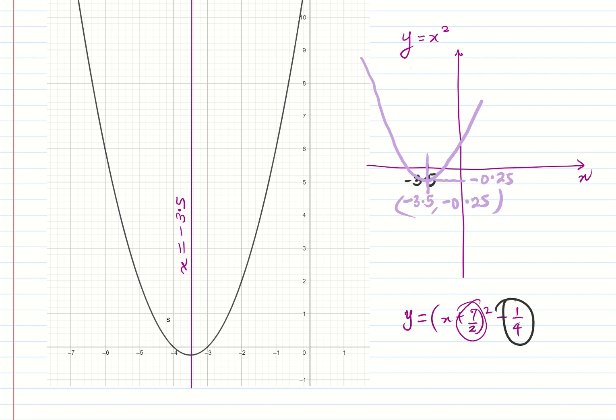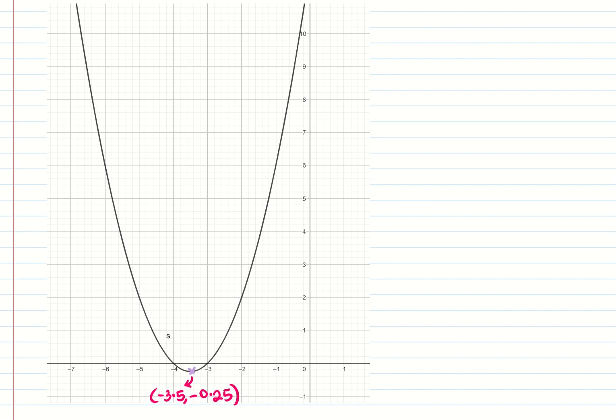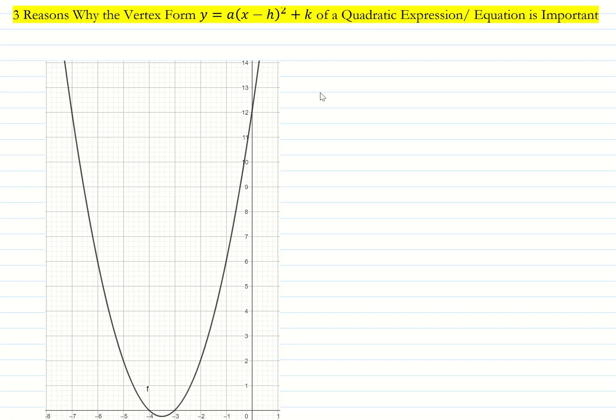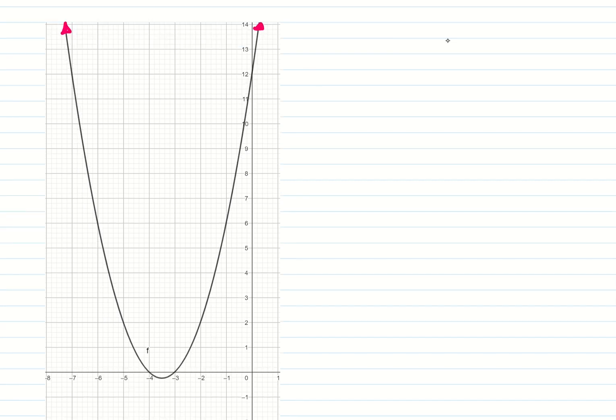And that takes us to the next reason. Okay, so here's the 4th reason. I know I said I was just going to do 3. Okay, on to the 4th reason why the vertex form of a quadratic expression is important. So this is the graph of f of x equals (x plus 7 over 2) squared, which we've been treating, minus 1 over 4. So that's this graph.